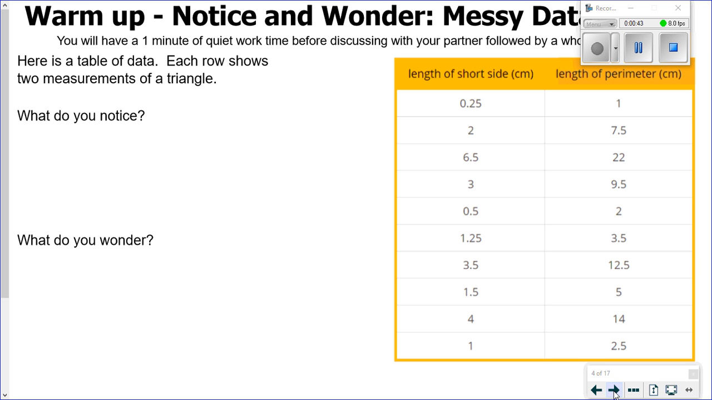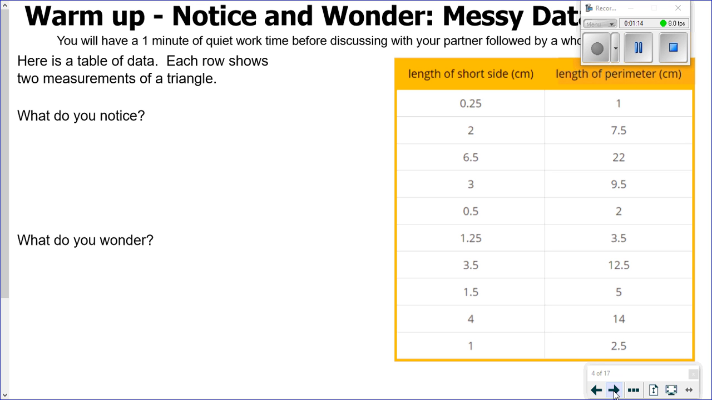Let's go ahead and open up your workbooks, please, to page 2. And go ahead and pause the video at this time and jot down anything you notice or wonder about this set of data, where the input data or the X data is length of short side in centimeters being compared with the length of the perimeter in centimeters of triangles.